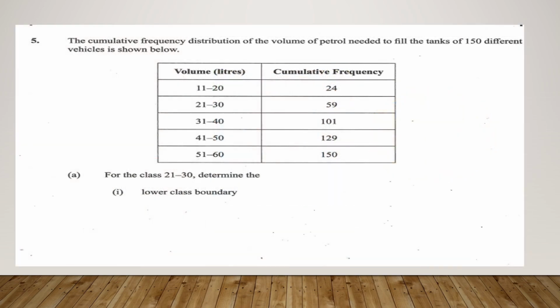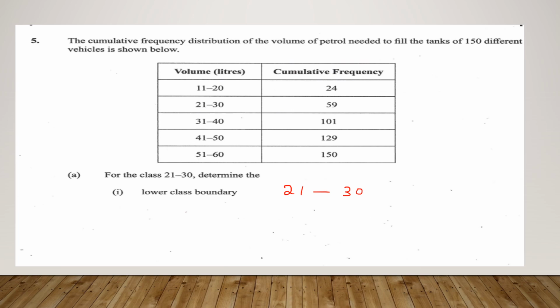Question 5: the cumulative frequency distribution of the volume of petrol needed to fill the tanks of 150 different vehicles is shown below. A, for the class 21 to 30, determine the lower class boundary. Okay, so the lower class boundary for 21 to 30.